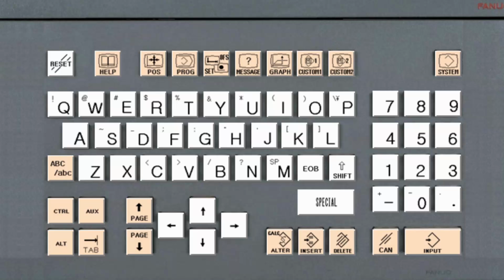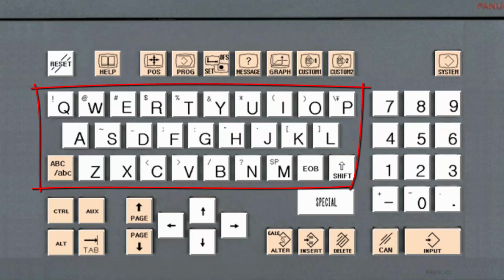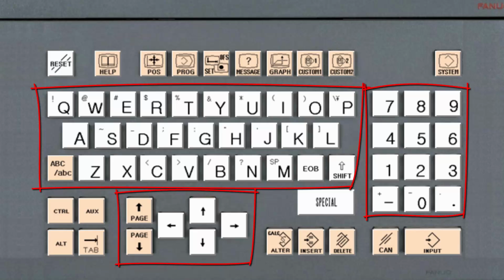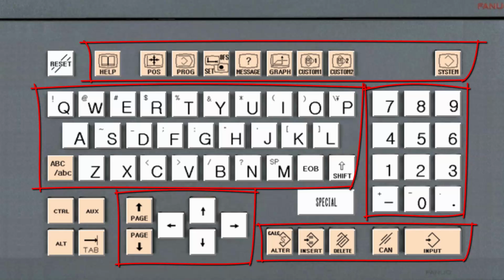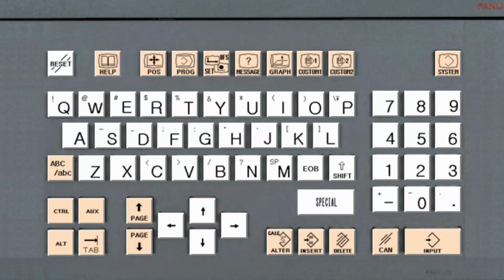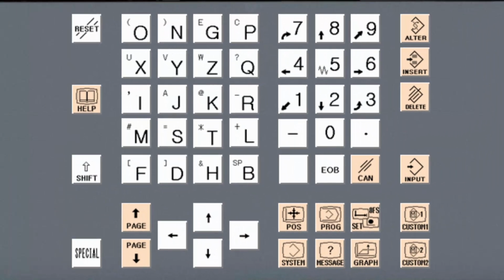An MDI panel has many of the same keys as a PC keyboard, including alpha keys, numeric keys, cursor control keys, edit keys, and some function keys. The increasingly popular Qwerty MDI panel from FANUC looks very similar to its PC cousin. However, many FANUC CNCs and most legacy FANUC CNCs use an ONG MDI panel.